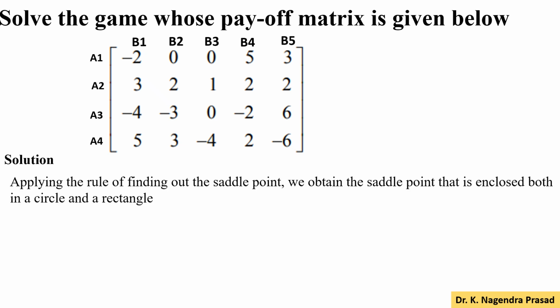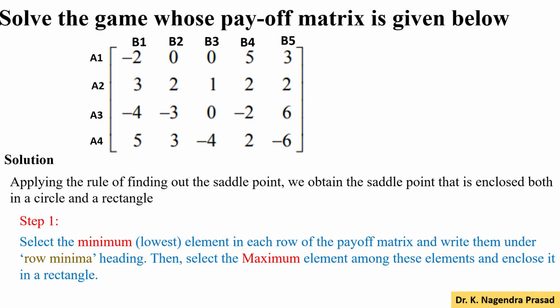We will find out the saddle point of a game by applying the Minimax and Maximin principle, and we obtain the saddle point, that is enclosed both in a circle and a rectangle. For this, the first step is to select the minimum element in each row of the payoff matrix and write them under the row minima heading. Then we have to select the maximum element among these elements and enclose it in a rectangle.